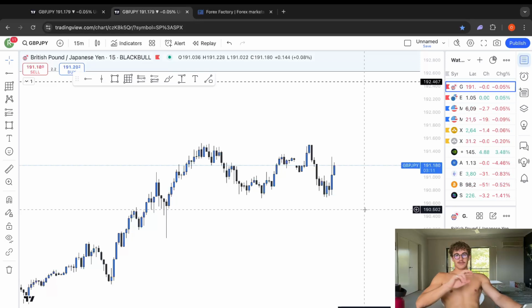But anyways, those are the two trades that I was looking at yesterday, and they were the two trades that I didn't end up taking.